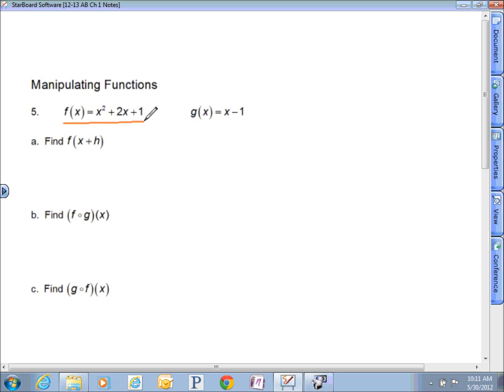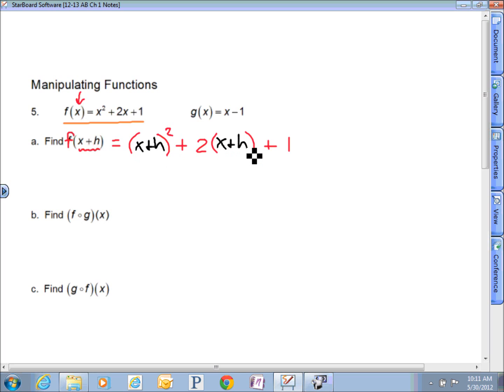Well, what does that mean? F of the quantity x plus h. That means that everywhere I see a variable in the f function, I'm going to replace that variable with the quantity x plus h. The thing that gets a little confusing for people is, well, I'm replacing an x with a different kind of x. Yes, you are. So we're taking this function that originally was something squared plus 2 times something plus 1, and everywhere we see that something, we're going to replace it with an x plus an h.